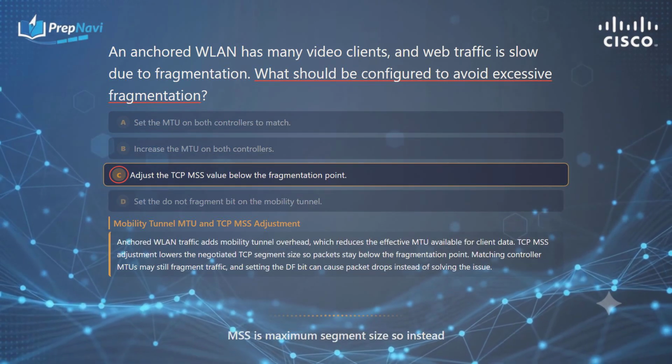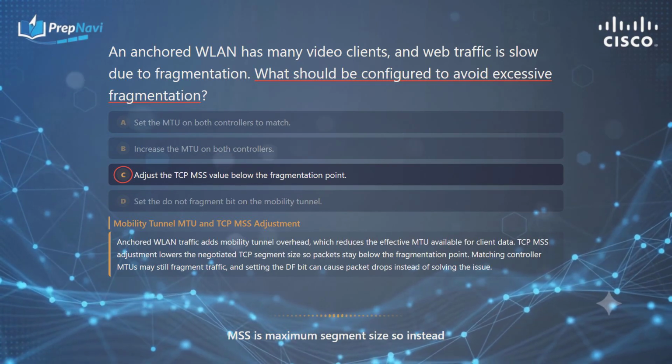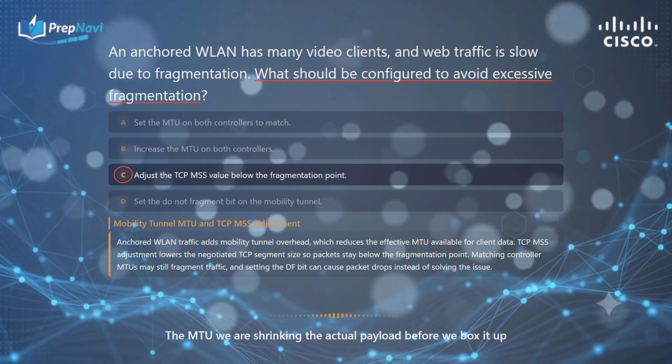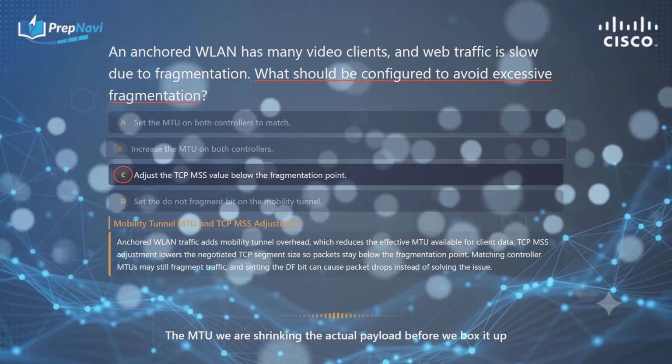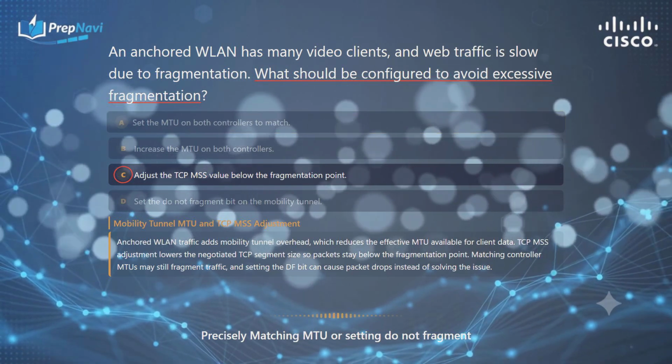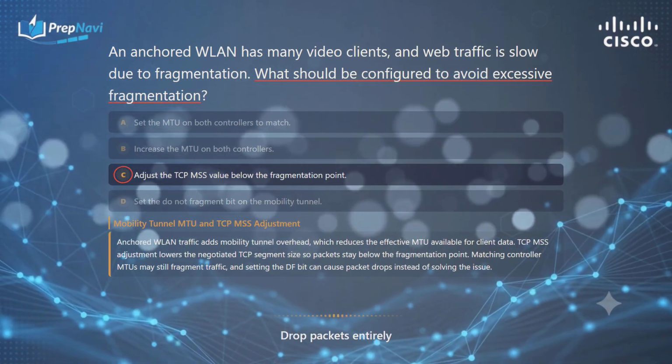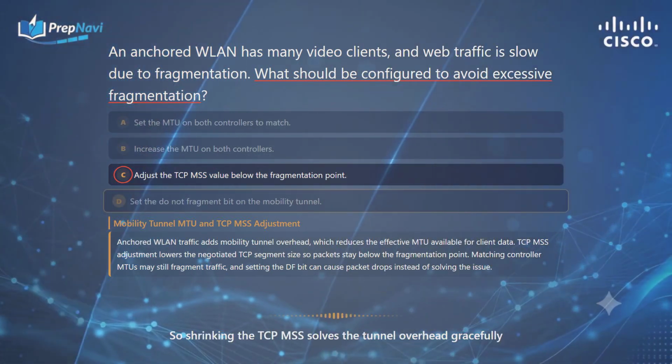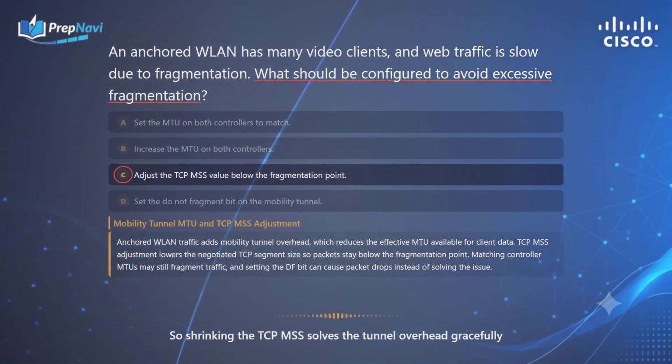Let me unpack that. MSS is maximum segment size. So instead of making the shipping box bigger, the MTU, we are shrinking the actual payload before we box it up. Precisely. Matching MTU or setting do-not-fragment bits will just cause the router to drop packets entirely, so shrinking the TCP MSS solves the tunnel overhead gracefully.